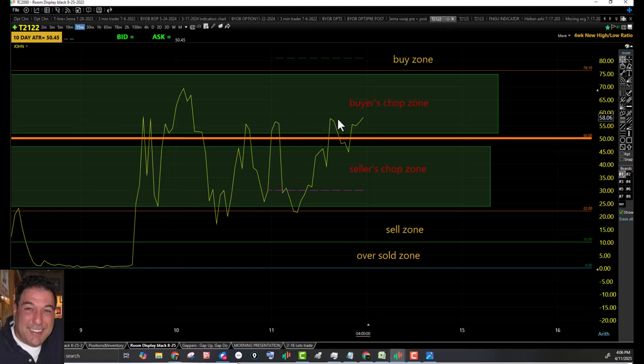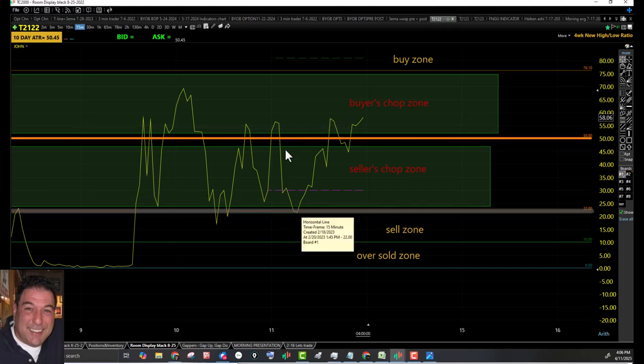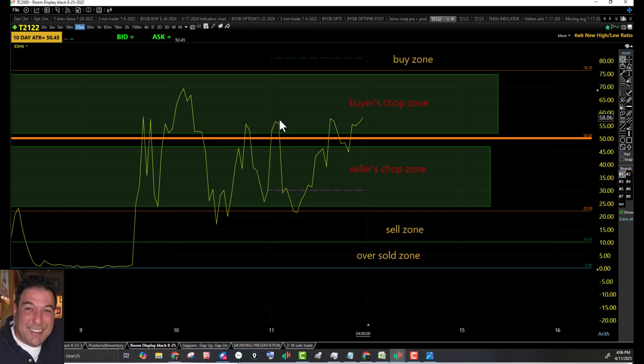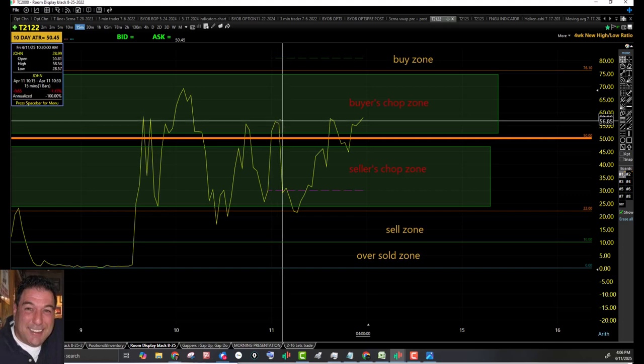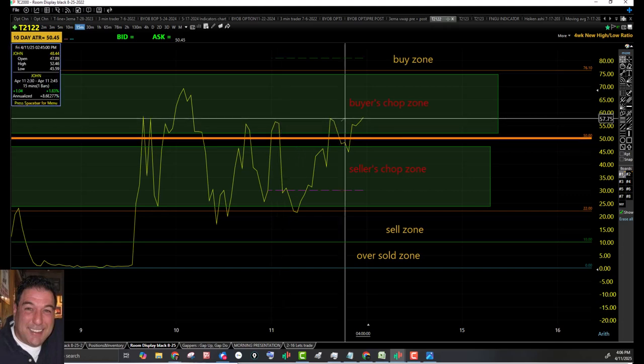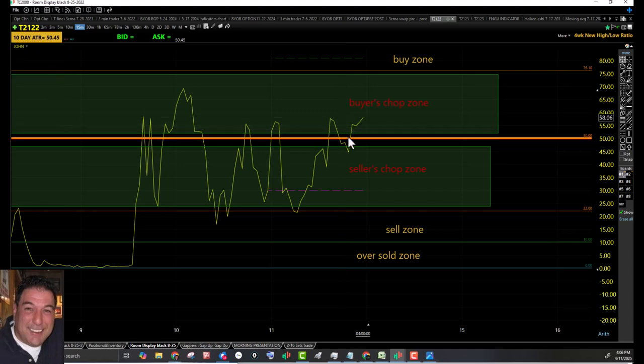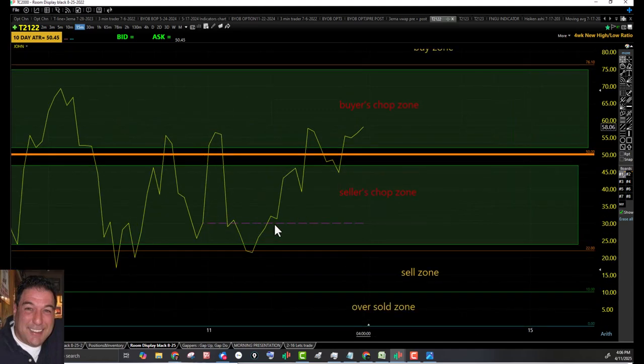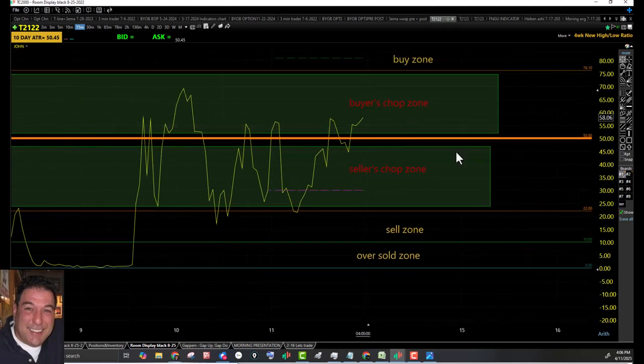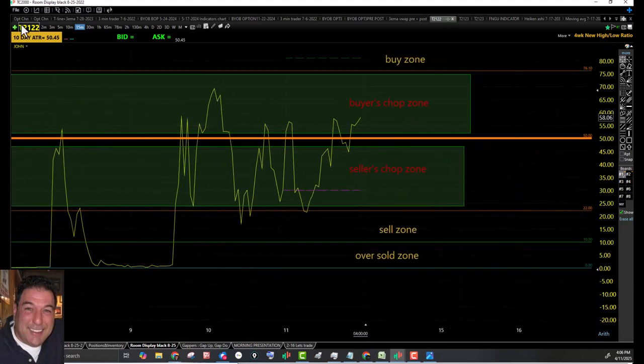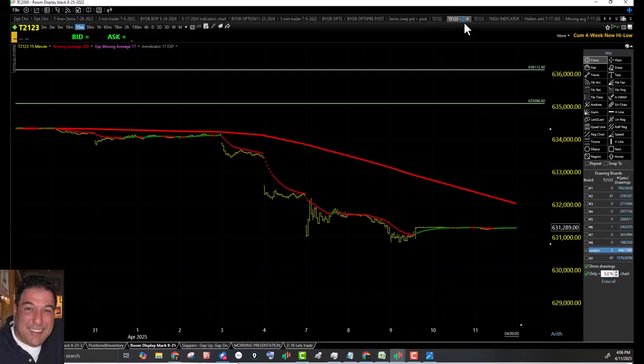So there's price action producing a higher low. There's a high there, so we did make a higher high there, and we made a higher high here. So we squeaked out a higher high. On the little time frame, you can see little higher lows and higher highs, higher lows, higher highs right there. Ending the day inside the buyer's chop zone, all right, T2122.